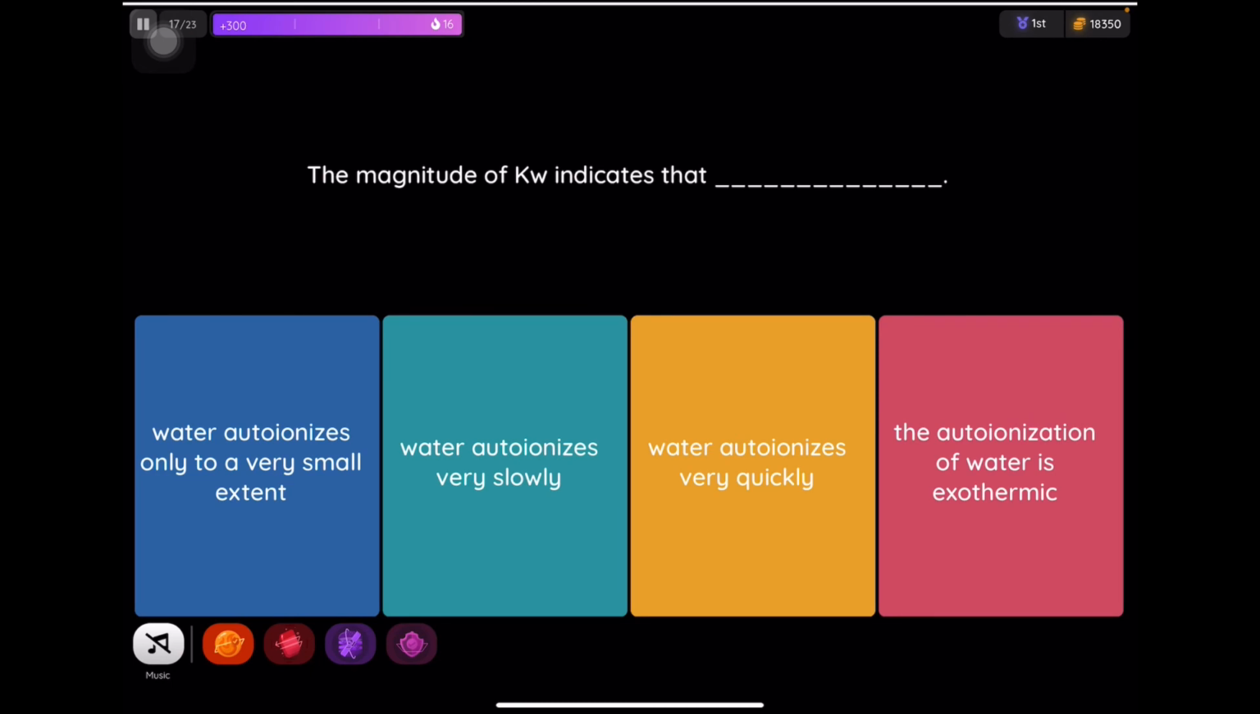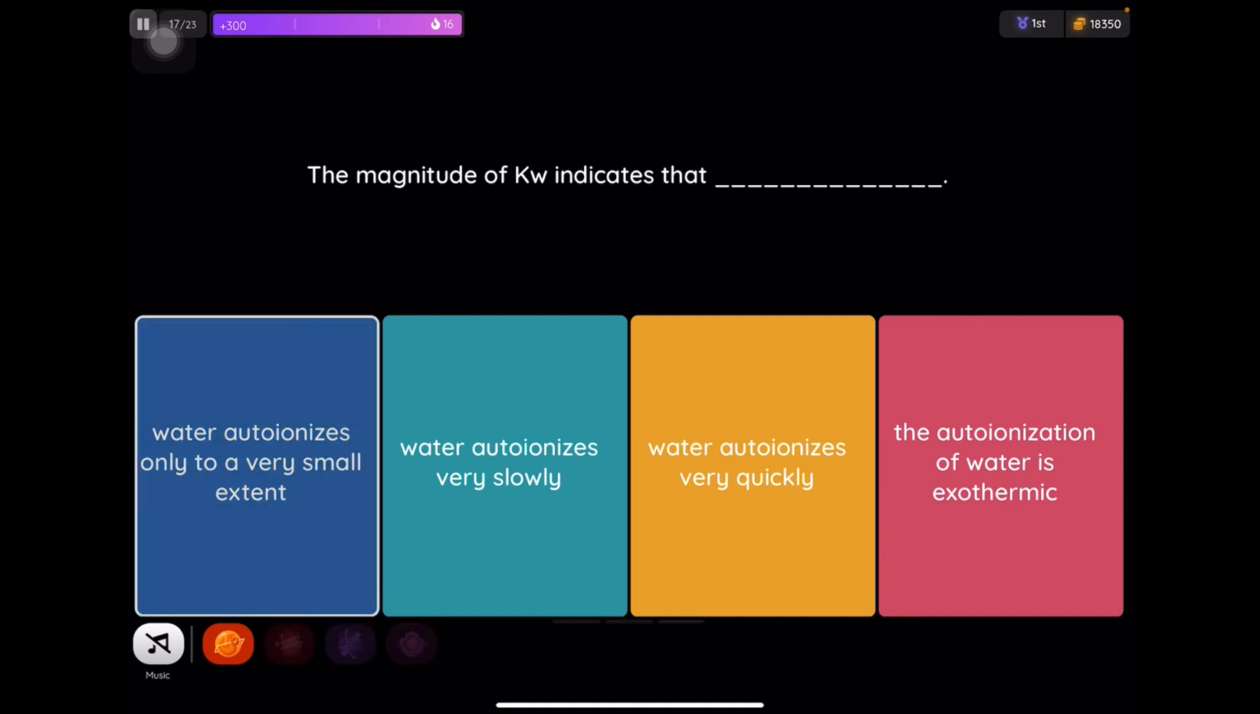The magnitude of Kw indicates that water auto-ionizes only to a very small extent. This is because the value of Kw is 1 times 10 to the power of negative 14.